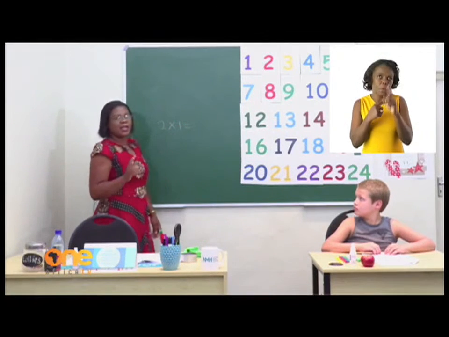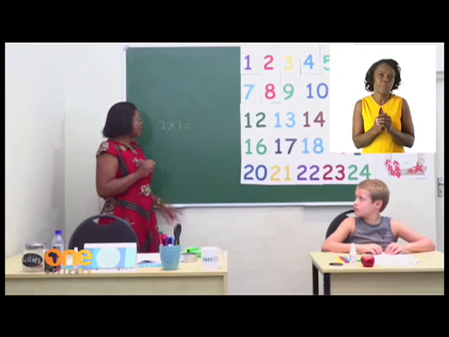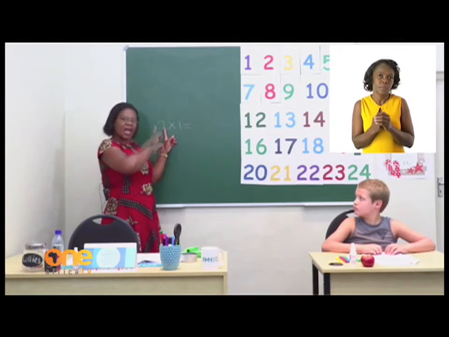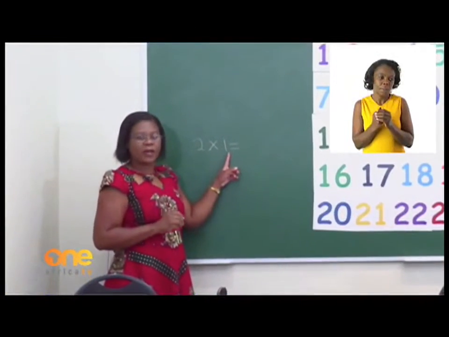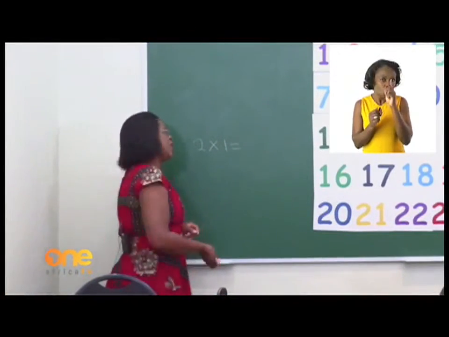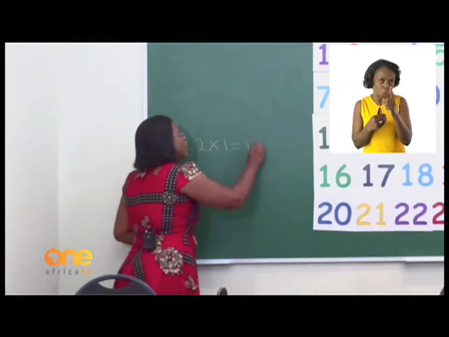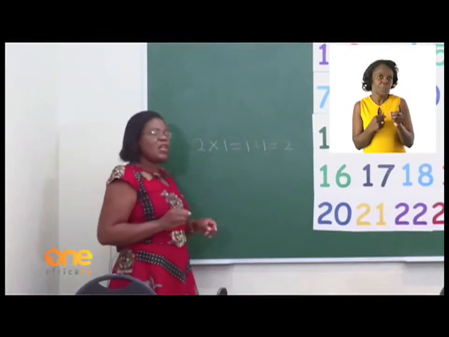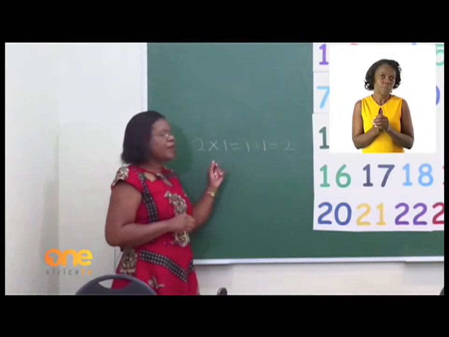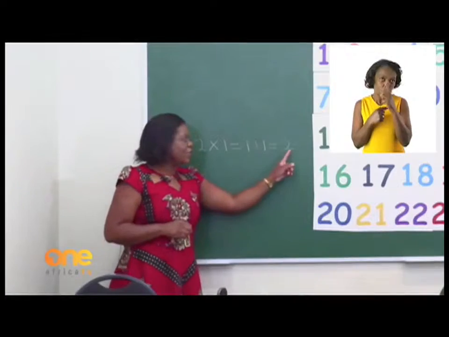How do we get to the answer? It is repeated addition. So 2 times 1. How many times should we add a 1? We add it 2 times. Therefore, we say 1 plus 1. So what is the answer? Our answer is 2. So 2 times 1, now we know the answer is 2.